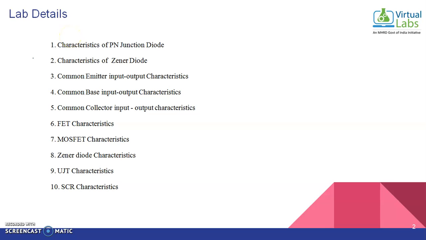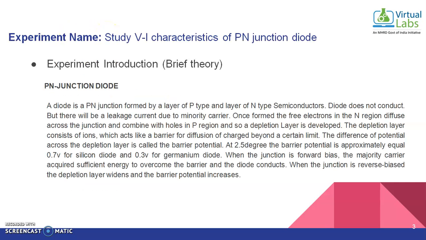First, initially I have to start the first experiment. The name of the experiment is study of VI characteristics of PN junction diode. And before that, I will give a small introduction about the PN junction diode.